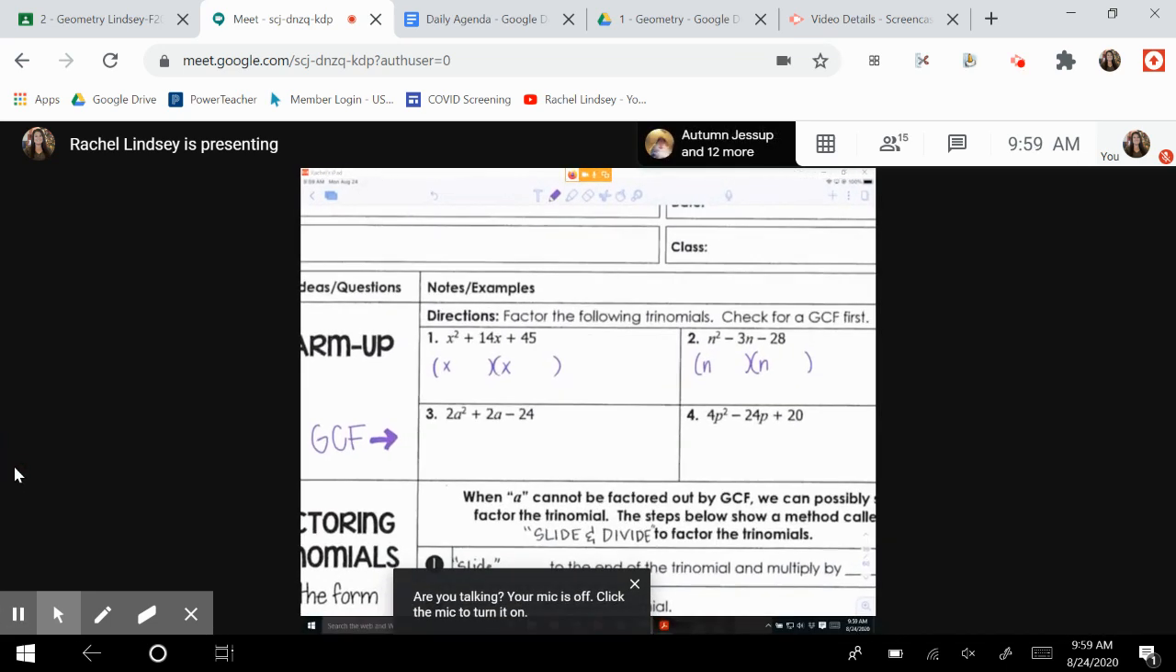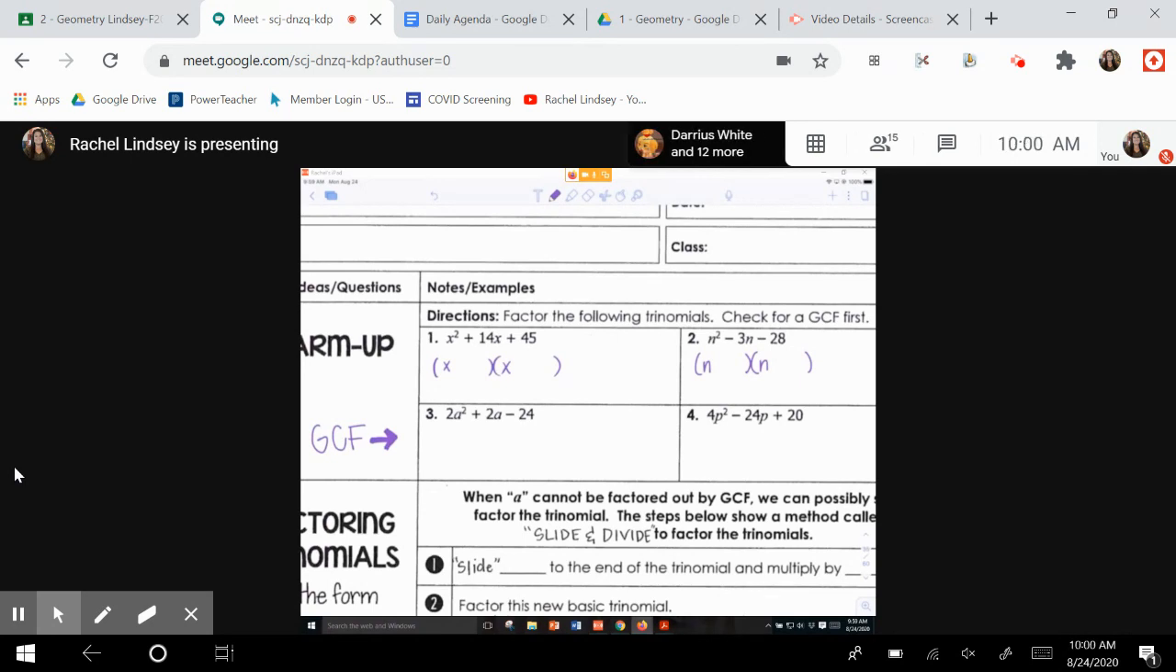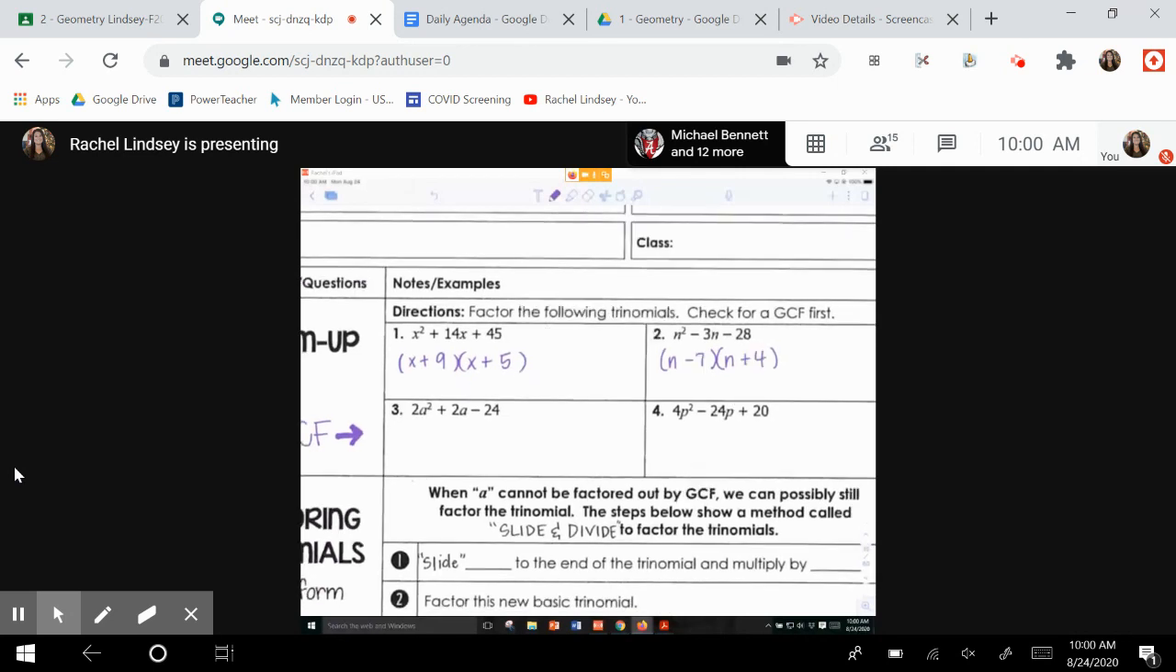When a equals 1, we can easily factor it by doing what multiplies to give you c and adds to give you b. So what two numbers multiply to give you 45? 9 and 5. And then 9 plus 5 gives you 14, so positive on both. And then two numbers that multiply to give you negative 28 and add to give you negative 3. Negative 7, positive 4, because negative 7 plus 4 gives you that negative 3, which is what we needed.